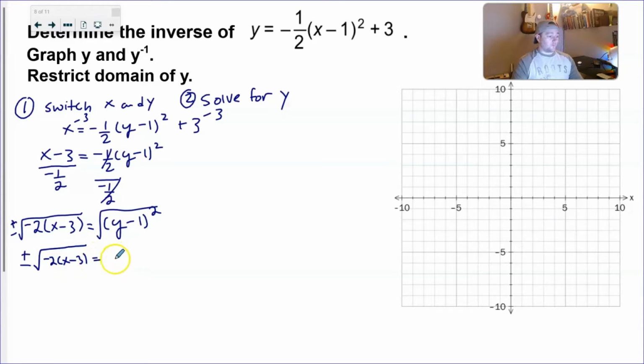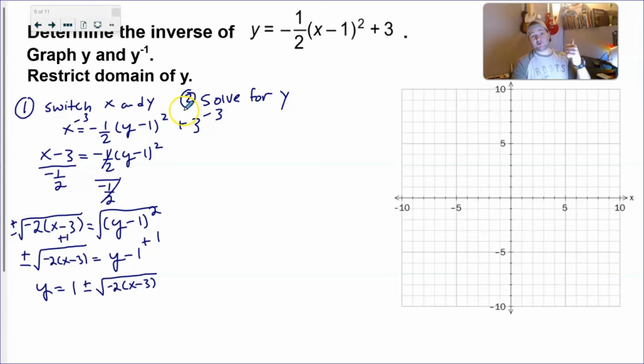And then we end up with y minus 1. We want to get the y by itself, so the last step is just add 1 to both sides. So I get y equals 1 plus or minus the square root of negative 2x minus 3. That's the algebraic part of this, and for the most part, that's pretty straightforward. It's the exact same process every time. Get vertex form if you don't have it, switch the x and the y's, and then solve for y, remembering plus or minus when we take the square root of both sides.